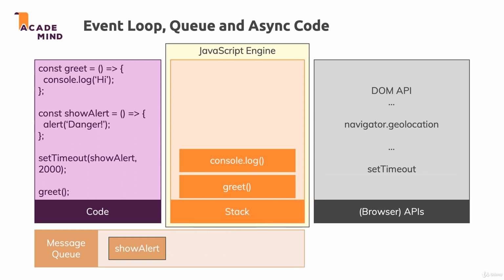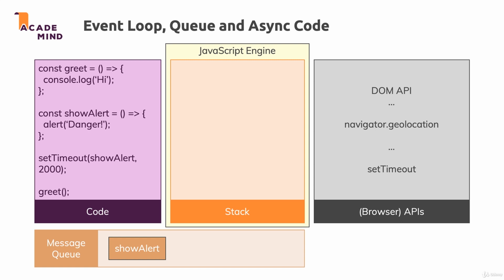So now the timer is done and this task is registered. Please note, show alert does not execute at this point. It's just registered as a to-do. The only thing which is really executed in JavaScript at this point is greet and console log, because that's what we're currently doing there. So now with that, let's say in JavaScript, we're done with that. Console log executed, and therefore greet also is done, and the call stack is empty again.